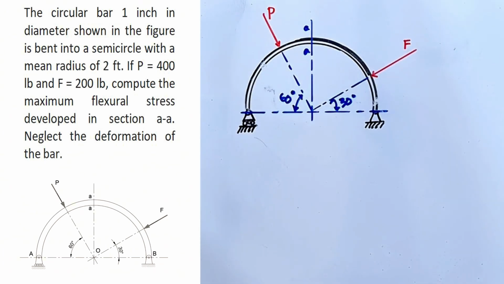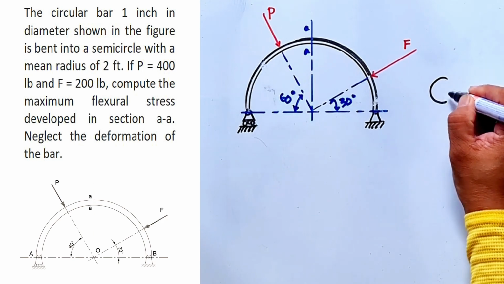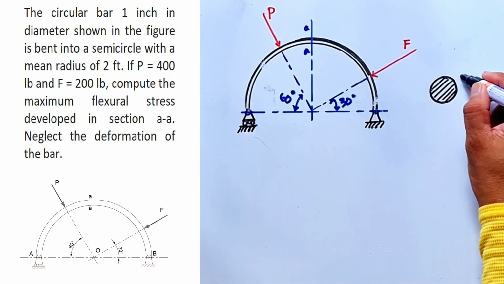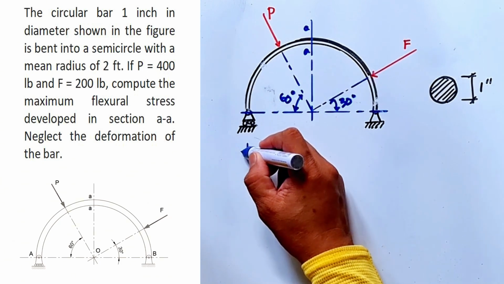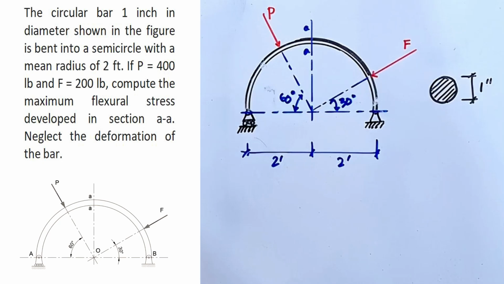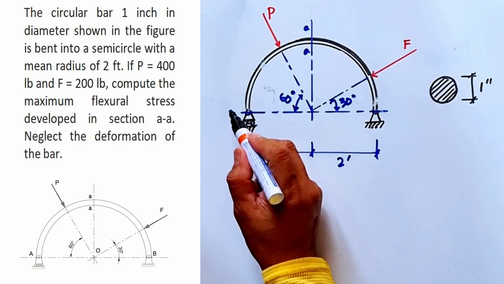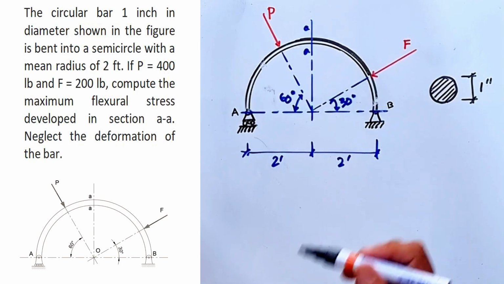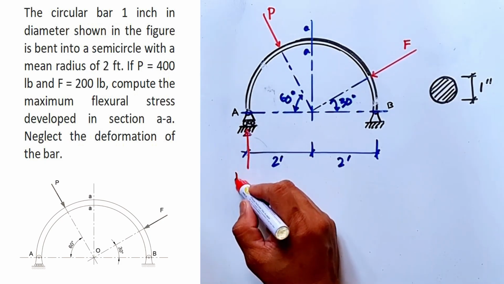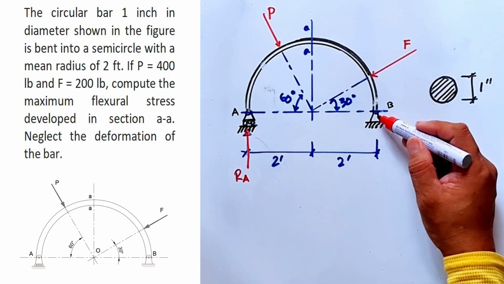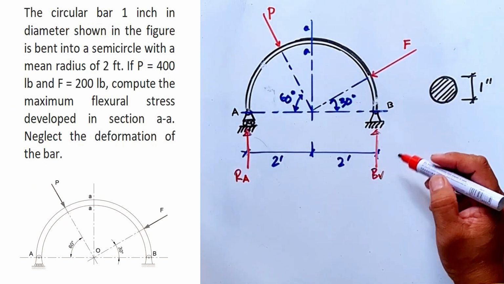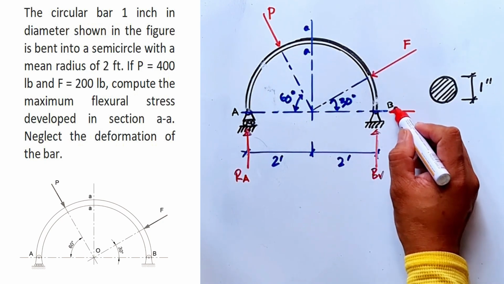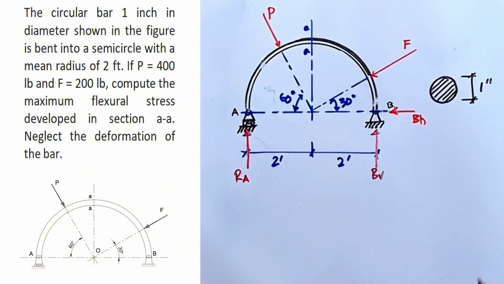The bar that is bent into a semicircle has a circular cross-section with a diameter of 1 inch. This semicircle has a mean radius of 2 feet. So first we solve for the reactions. If this is point A and this is point B, our reaction here we'll call R sub A. This is pinned here, so we will have the vertical component of the reaction at B and the horizontal component of the reaction at B.